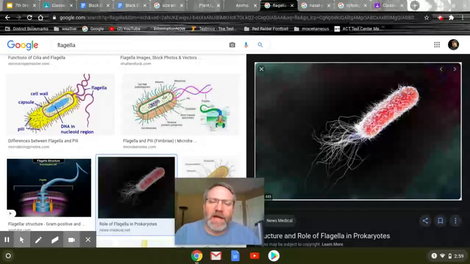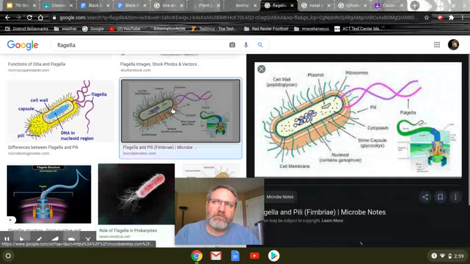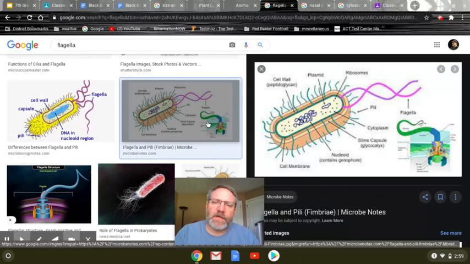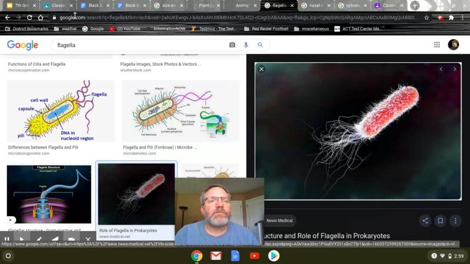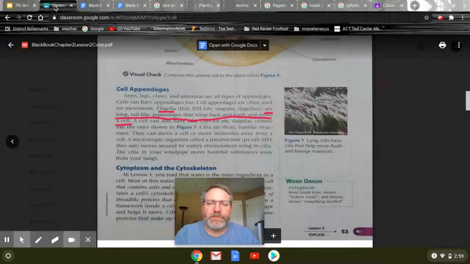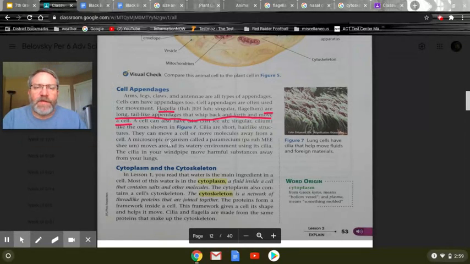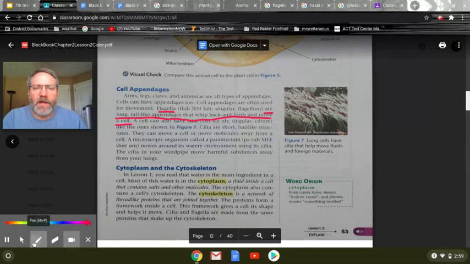Now, another type of appendage. Let's go back to the textbook here. Another type is located right here. Cilia. Cilia are short hair-like structures. They can move a cell or move molecules away from a cell.